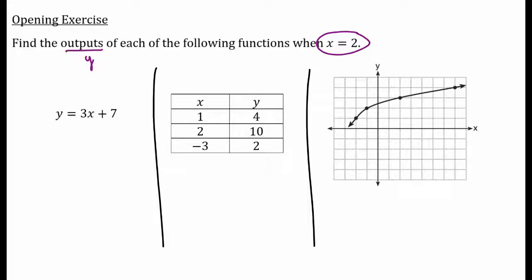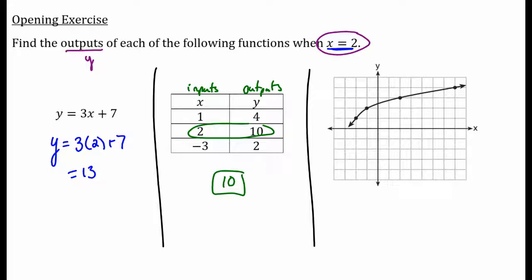With this equation, if I want to find the output when my input is 2, I'm going to plug in a 2. Y equals 3 times 2 plus 7. 3 times 2, 6, plus 7 is 13. So the output would be 13. For the table, when x equals 2, these are my inputs. This column's my outputs. When I plug in a 2, the output is 10.